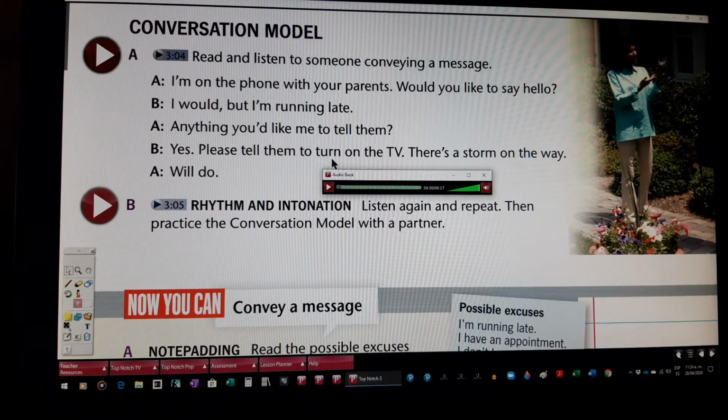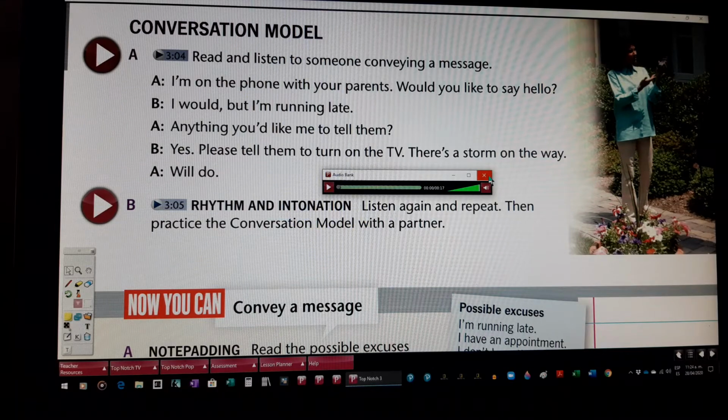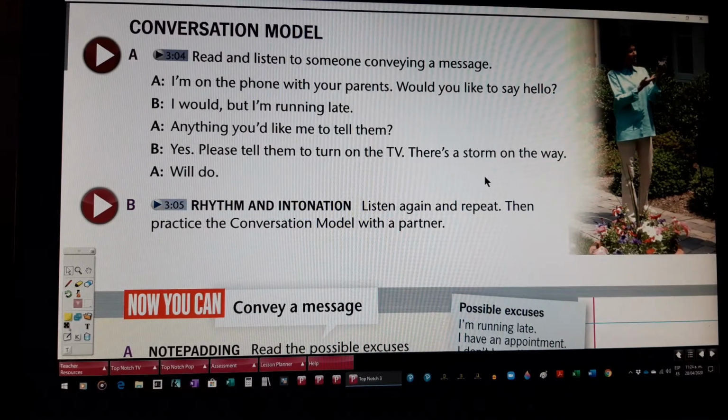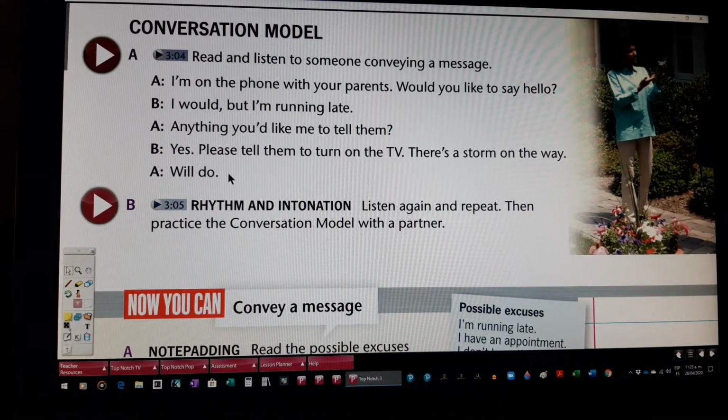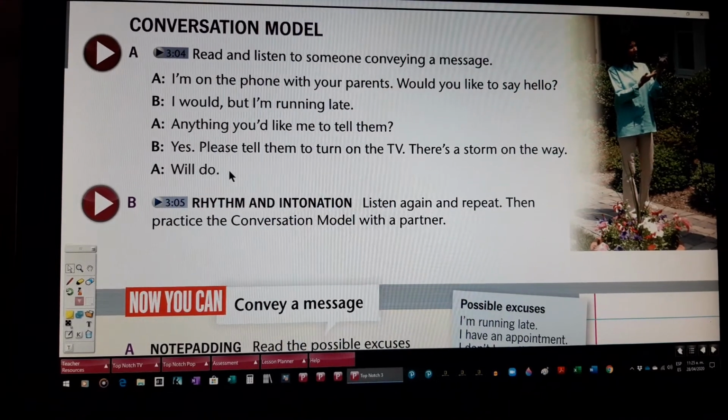Okay, what is to convey a message? To convey a message is to give the message to another person. The message is not for me, it's for the other person. That's to convey, okay? For example, here, I'm on the phone with your parents. Would you like to say hello? I would, but I'm running late. Anything you'd like me to tell them? Yes, please tell them to turn on the TV. There's a storm on the way. Will do. Okay, that's the future. I will do. It's understood.